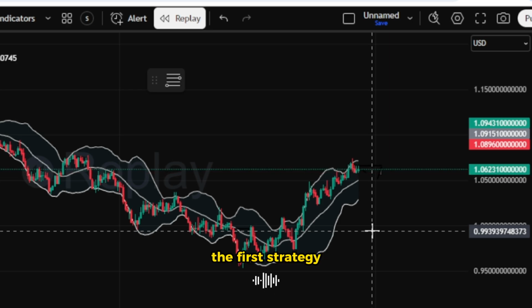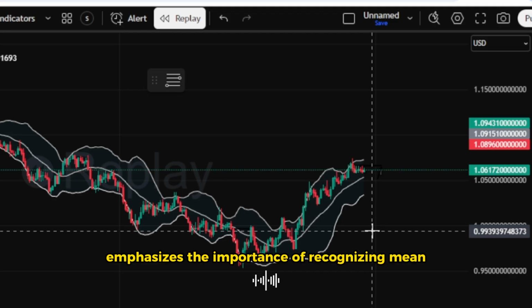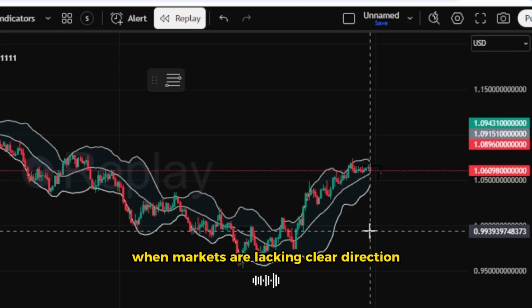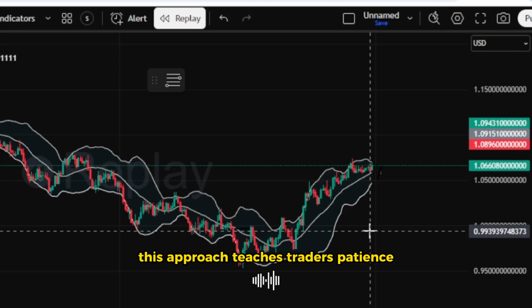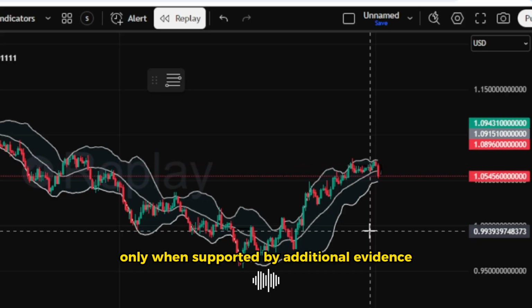The first strategy, focused on trading at the upper or lower bands within range-bound markets, emphasizes the importance of recognizing mean reversion opportunities when markets are lacking clear direction. This approach teaches traders patience, timing, and the discipline to fade extremes only when supported by additional evidence.